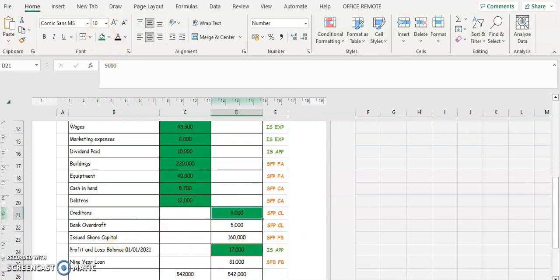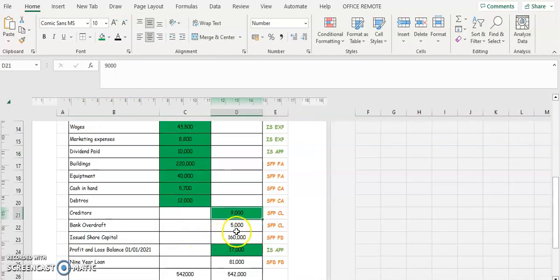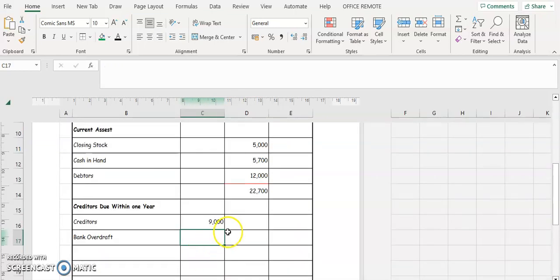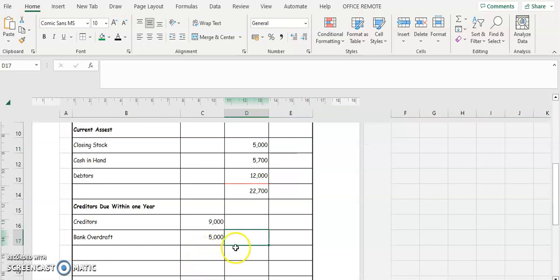So our creditors of 9,000 have been entered. Next one, bank overdraft, that goes into your current liabilities as well. And your bank overdraft then is 5,000. Even use a ruler to put down to make sure that you're getting the correct figures, because sometimes you can take the wrong figure. So bank overdraft is 5,000. You don't have any more items for the current liabilities. That's a finance buy and that's a finance buy. So we're going to add these two together, and that's going to give us 14,000.